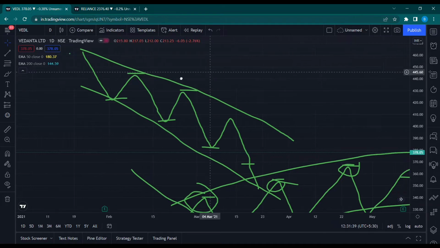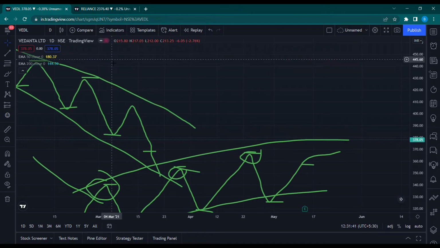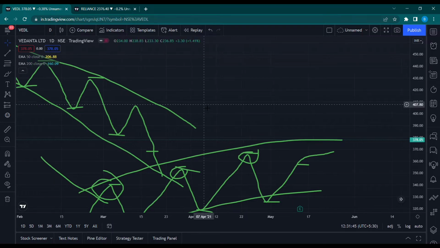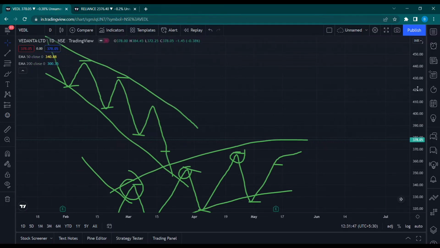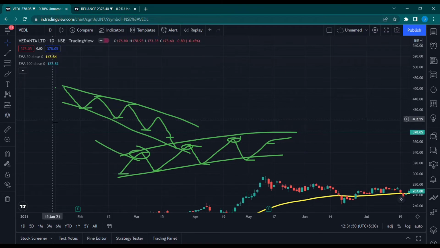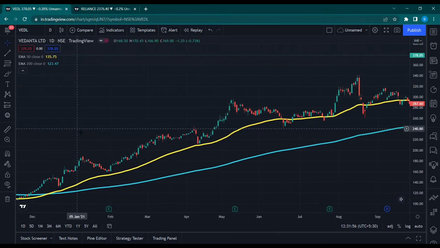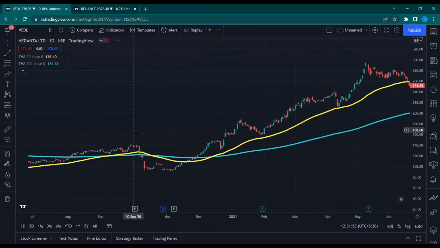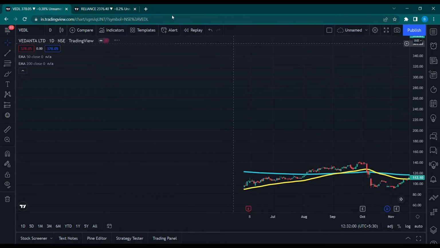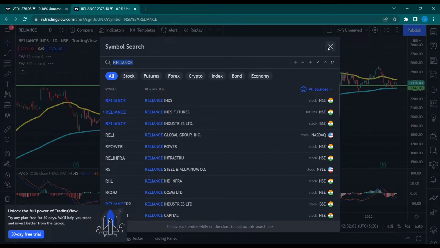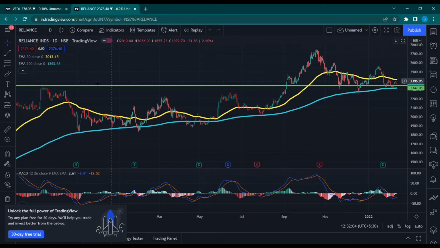I hope the uptrend and downtrend are clear, but let's move on to our next topic. We have learned candlesticks, we have learned trend. Now we will learn support and resistance. I'll open the chart of Reliance here. There is a better example to show you all.